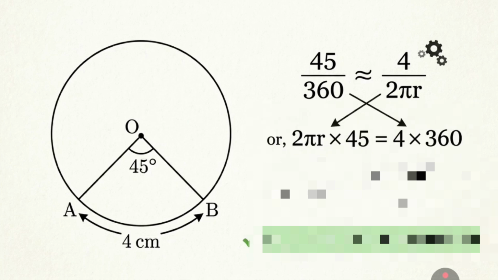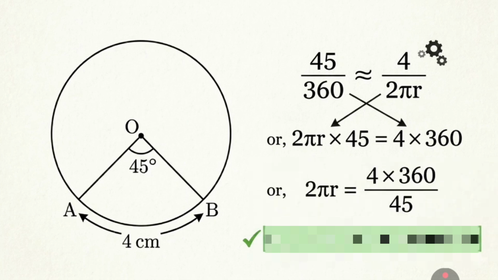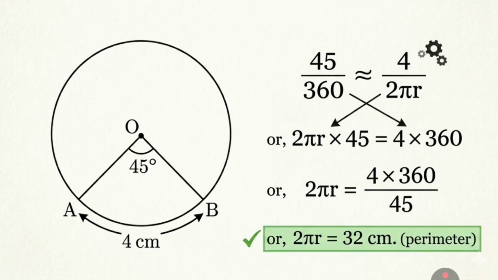After that, dividing the right side by 45, we get 2 pi r equals 360 into 4 whole divided by 45. Simplifying it, we get 2 pi r equals 32 cm. That is our first answer.